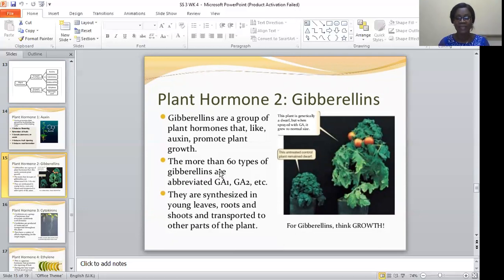This plant that we are seeing here is actually supposed to be a dwarf. They don't grow very tall, but because of the gibberellin present in that plant, you see them flourishing very well with good fruits and good seedlings. That is with the help of that plant hormone referred to as gibberellins.